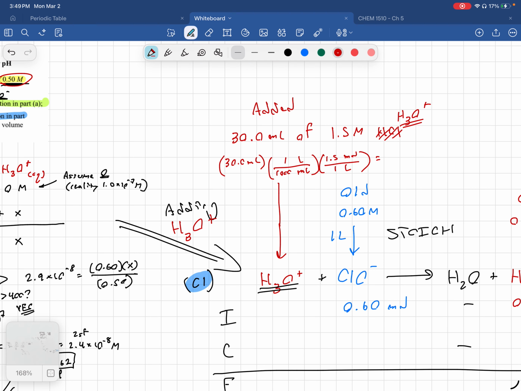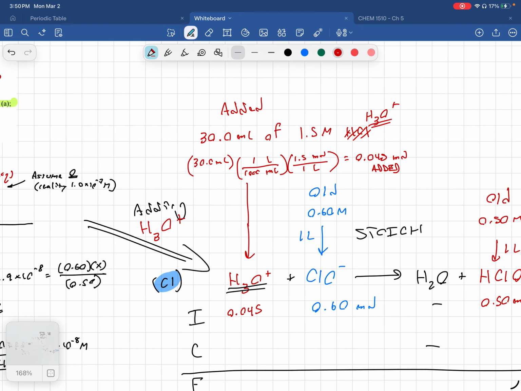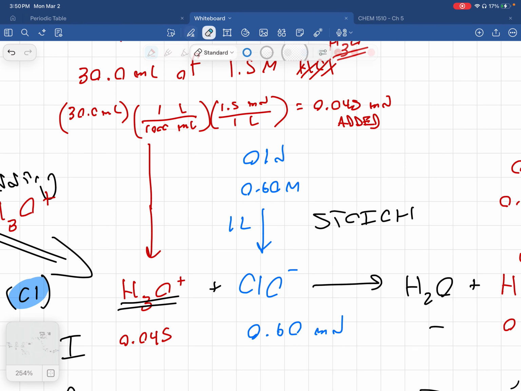And so if we do that math, 30 mils divided by 1,000 times 1.5. And so you get 0.045 moles of this have been added. Let's double check that. So 30 mils divided by 1,000 is 0.030 times 1.5, because that's the initial concentration of that solution. Oh, I've already screwed up.